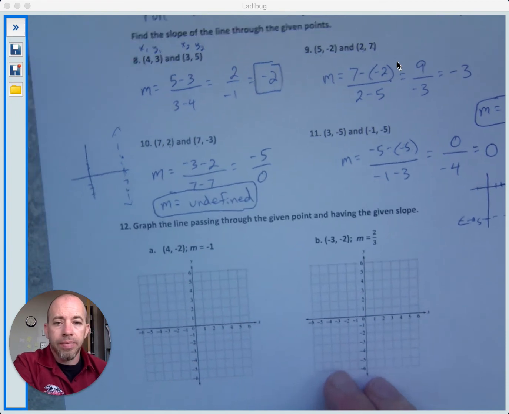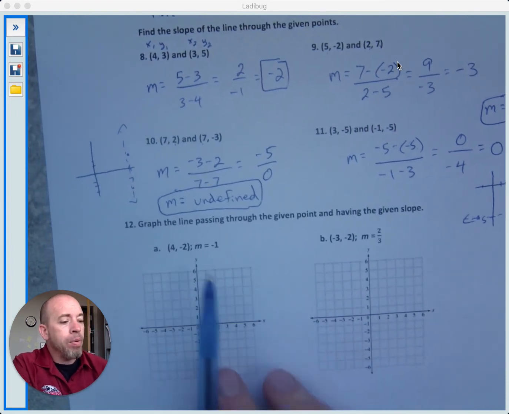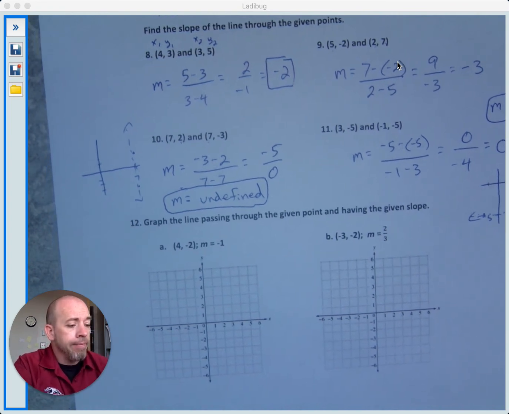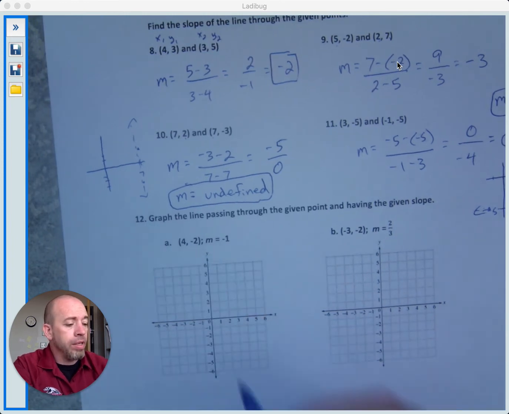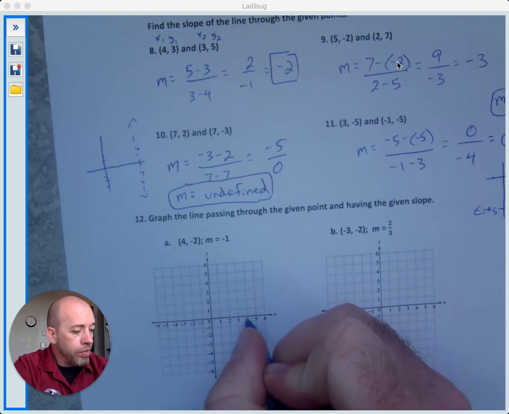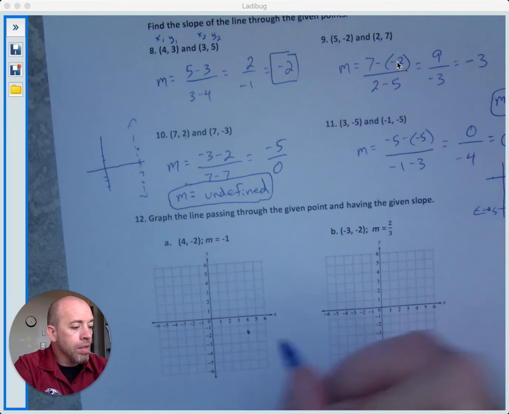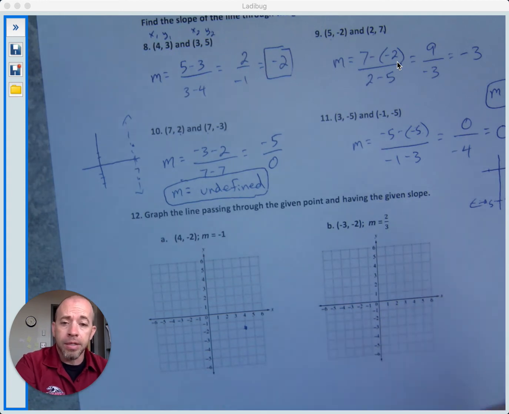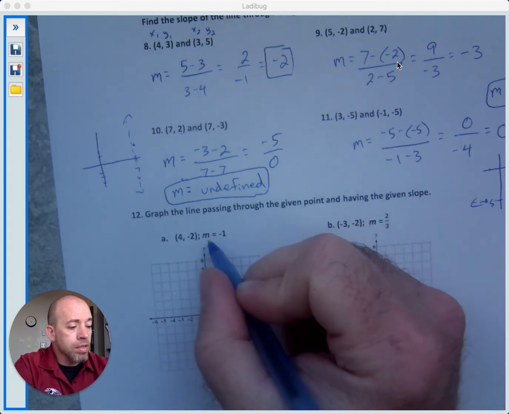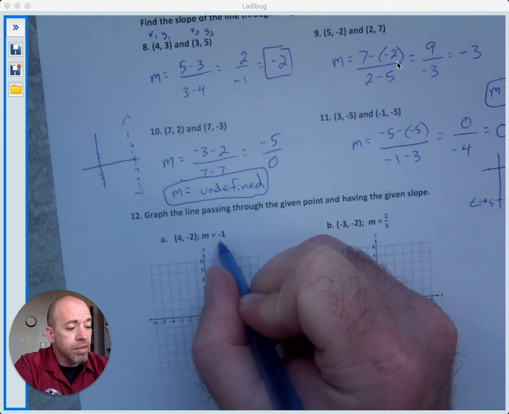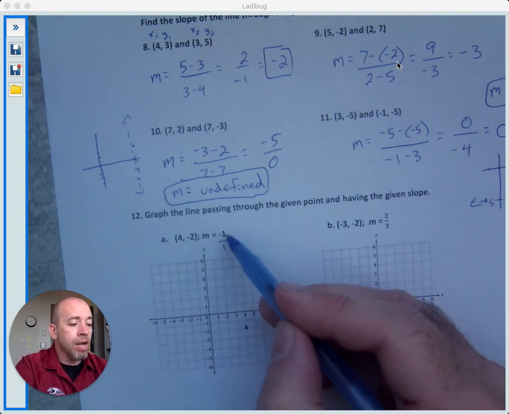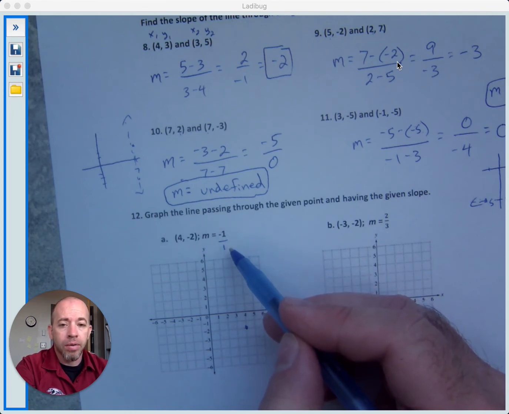All right, so let's see. Graph the line. We're given a point and a slope. And so there's a nice way to graph a line if we're given this information. So let's go ahead and plot the point. We need 1 point. 4, negative 2 is right here. Here we're told the slope is negative 1. So remember, now I'm going to go back to the rise over run thing. So I'm going to write this as a fraction, negative 1 over 1. Okay. What that tells me is I'm going to rise negative 1 and run 1.